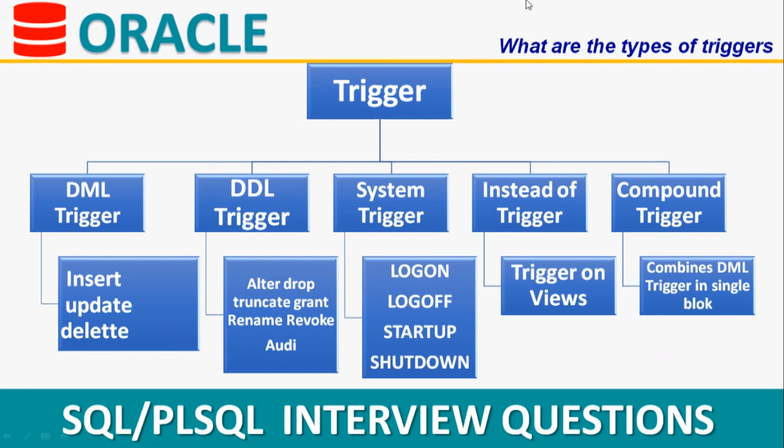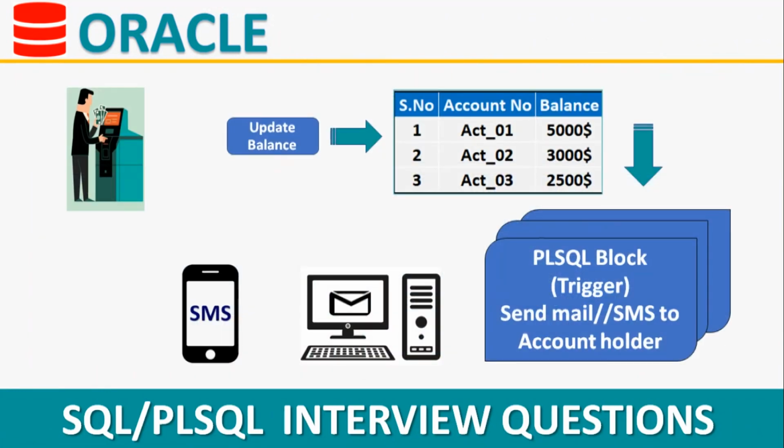While performing DMLs on a complex view, if you want to allow the DMLs, we use the INSTEAD OF view trigger. The compound trigger is the mixed case of all the triggers together. Okay, so see here.